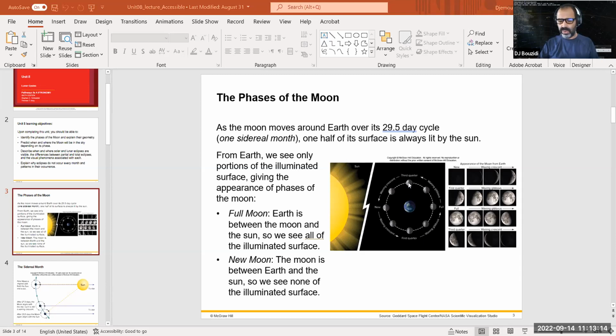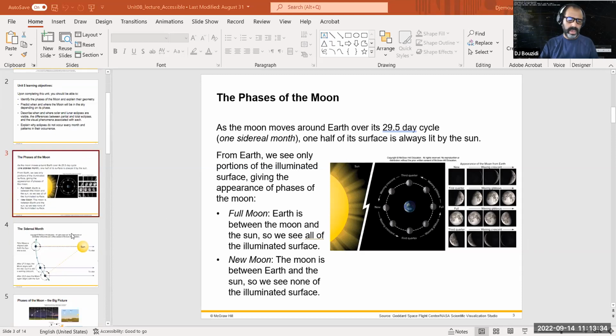So if you are in the third quarter, this is how it looks like. If you are crescent pointing in this direction and the sun is in this direction, then you're looking at this position in here and not that one, and so on and so forth.